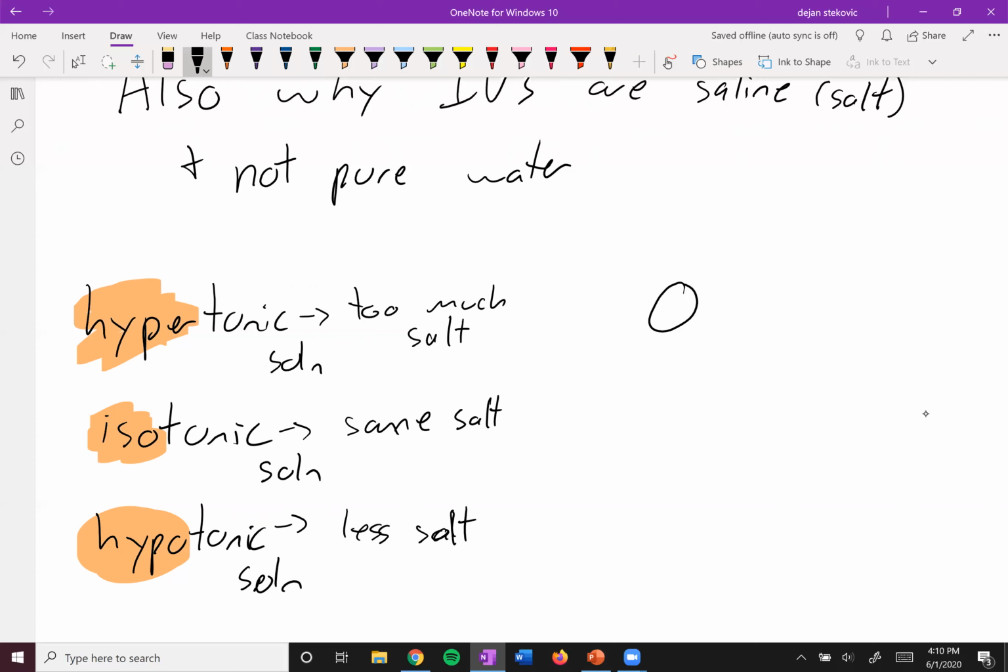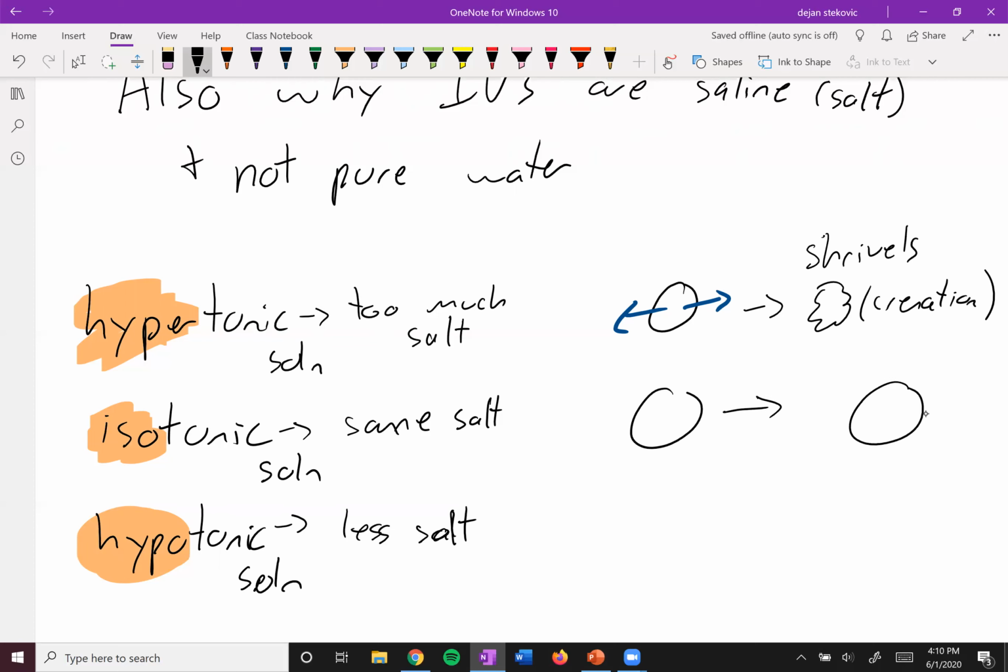So if you have a cell and you have a hypertonic solution, the water is gonna wanna leave to dilute the solution. And so what you end up with there is your cell shrivels. This is known as crenation. I'm not 100% sure if I'm pronouncing that correctly, but whatever, I'm not a biologist. If you have an isotonic solution, the water is the same on both sides, so nothing's gonna happen there. So you've got a nice healthy cell and you're doing your job correctly.